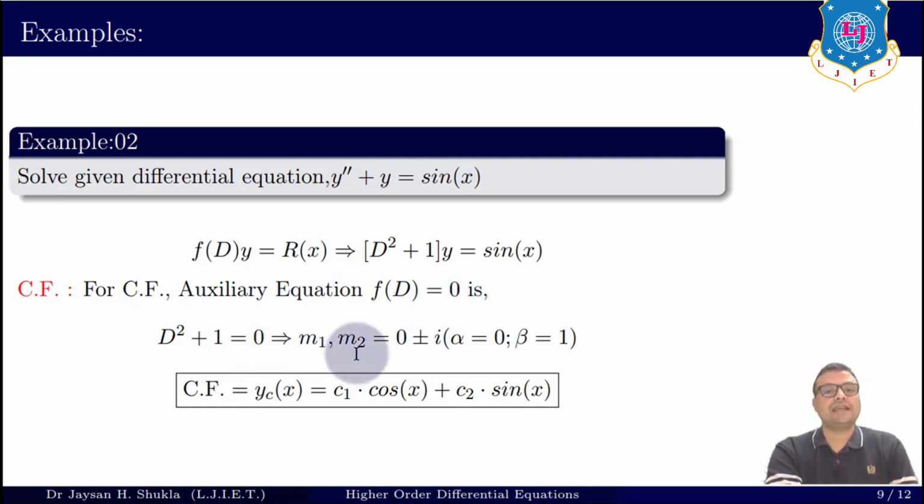So the roots m1, m2 are given by 0 plus or minus i. So clearly we can see that alpha over here is 0, which is nothing but the real part. Beta over here is 1, which is nothing but the imaginary part. And so we will get a complex pair of roots. And for that, complementary function is c1 cos x plus c2 sin x. It is actually e raised to alpha x in bracket c1 cos beta x plus c2 sin beta x, with alpha equals to 0, beta equals to 1.